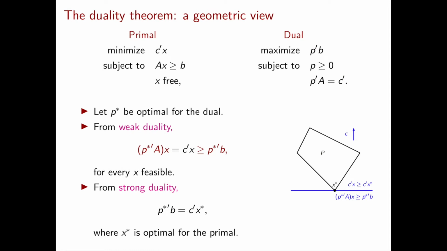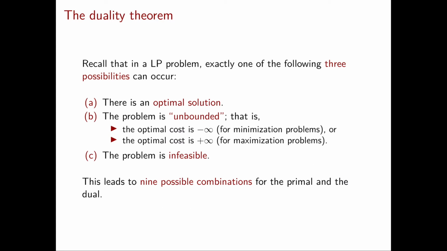This is how we can visualize geometrically that the optimal dual solution gives me the best lower bound for the primal problem. Now, thanks to the duality theorems, we can nicely categorize our linear programming problems in terms of the possible outcomes of the primal and the dual. Recall that for every linear programming problem there are three possibilities. Either there is an optimal solution, or the problem is unbounded, or the problem is infeasible.